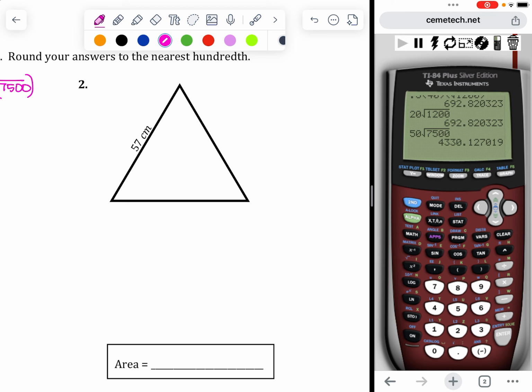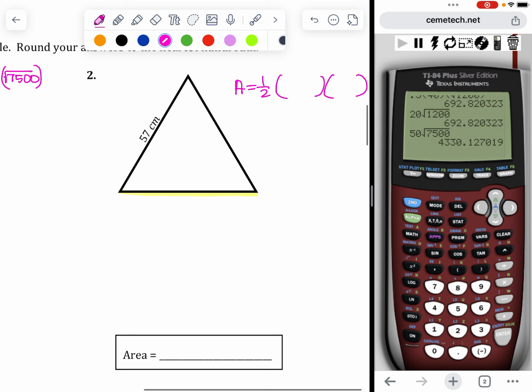All right, let's see how you did. Area equals 1/2 base times height. All right, so once again, I'm going to use this horizontal piece as my base. Since this is an equilateral triangle, I know my base is 57 centimeters, so that's my base. I'm going to draw in my height. Half of 57, so that's 25 plus 3.5 is 28.5 centimeters. All right. And then this is going to be my leg, my other leg of my right triangle.